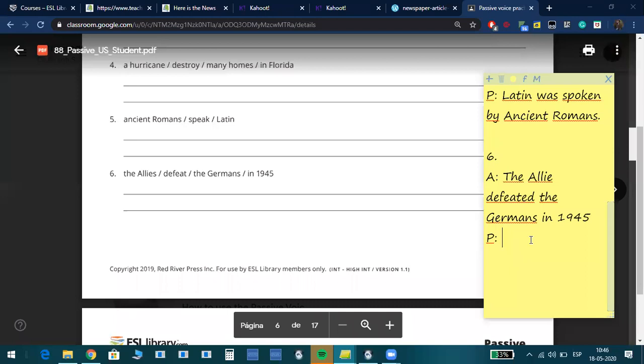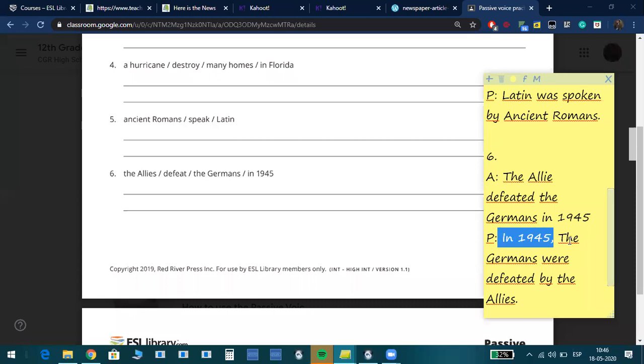In 1945, the Germans were defeated by the Allies. Yeah, okay, accept it. The time is to find the Germans what? Connie? Were defeated. Defeated by the Allies. Good. So you can move around the time, yes, that's true. It could be here, it could be there, as you wish. But yeah, correct. The Germans, plural, were.